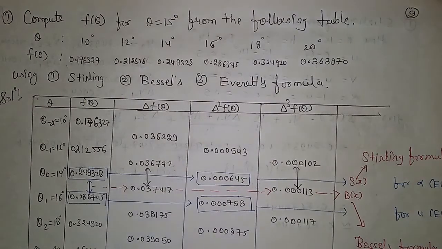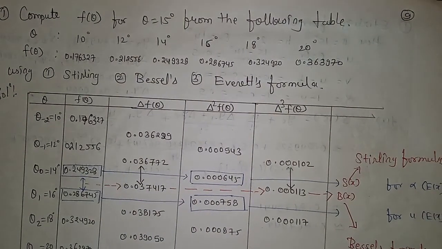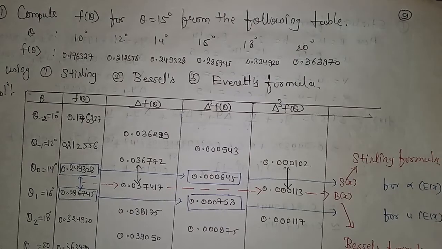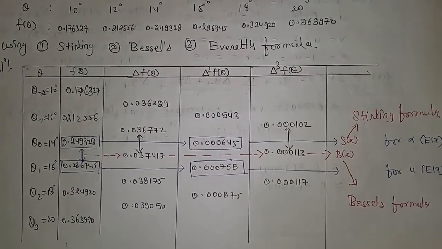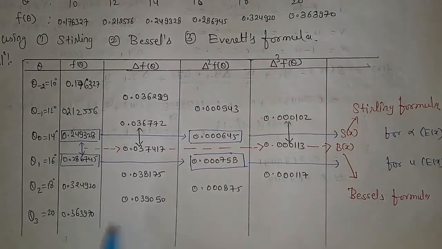See, in this question it is not given which formula to use. You don't have a choice to select any formula, but it is already given that you have to find f of 15 using all the formulas. So in this case we will discuss all the formulas. So first of all we will draw the central difference table. So this is the central difference table.